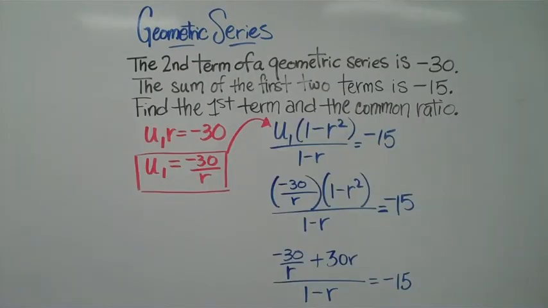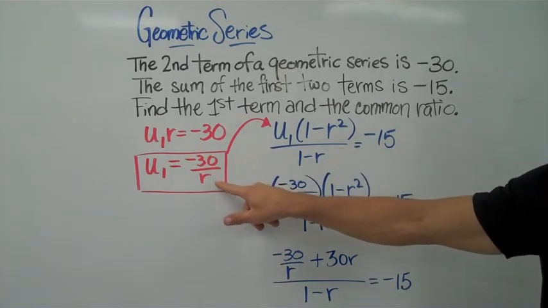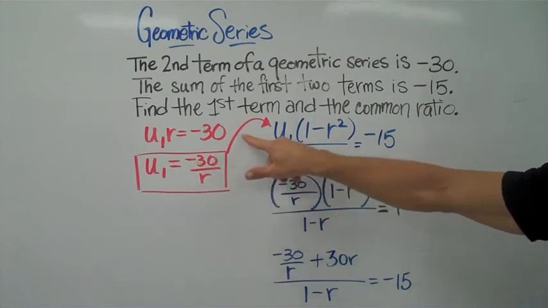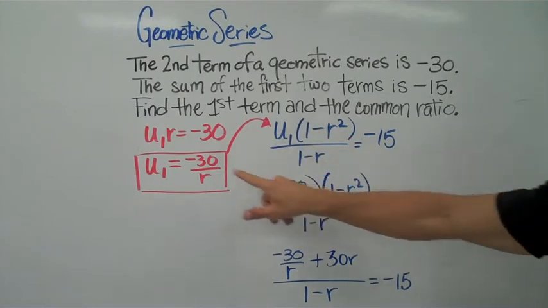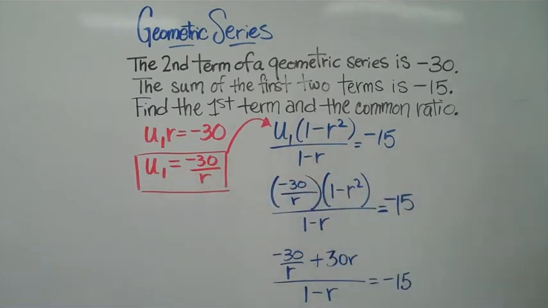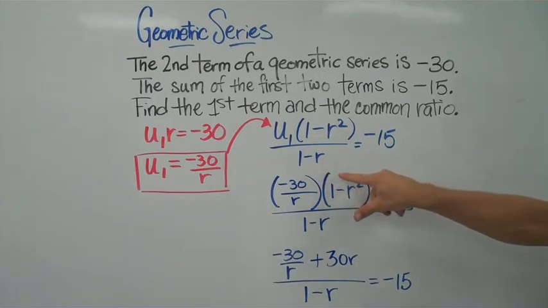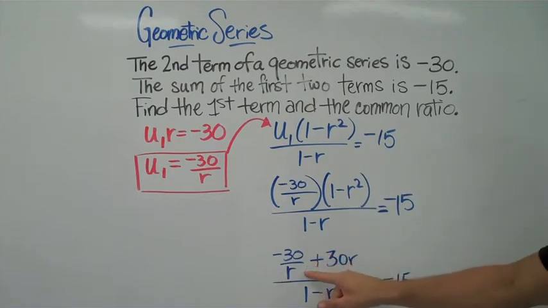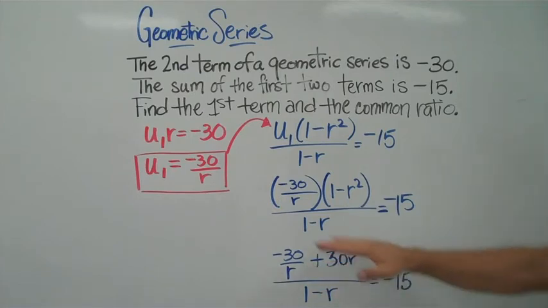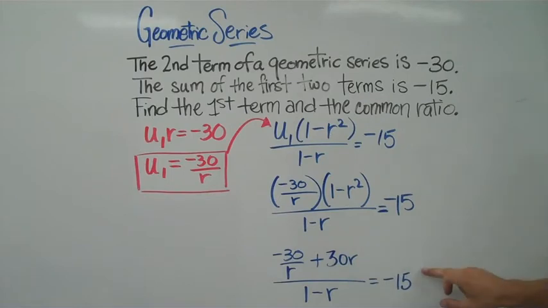Now that we have our two equations, u1 equals negative 30 over r, and u1 times the quantity 1 minus r squared divided by 1 minus r equals negative 15, I can solve this for u1. Divide both sides by r, and I get u1 equals negative 30 over r, and then substitute every time I see a u1. So instead of u1, I write negative 30 over r because they are equal. And now I can start to simplify. I distribute this out to both of these terms in this binomial expression, and I get negative 30 over r plus 30r, all divided by 1 minus r is equal to negative 15.